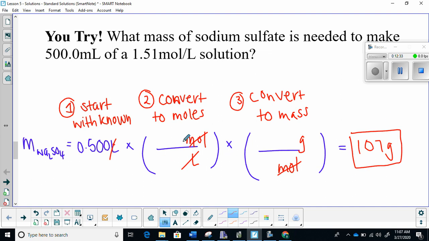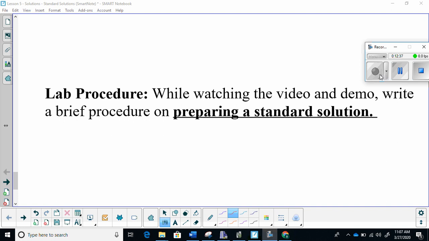Okay, so it's on you to appropriately plug these values in. Since I can't be there to do a demo for you, I'm going to link a YouTube video below, and then you will write the procedure out for preparing a standard solution.